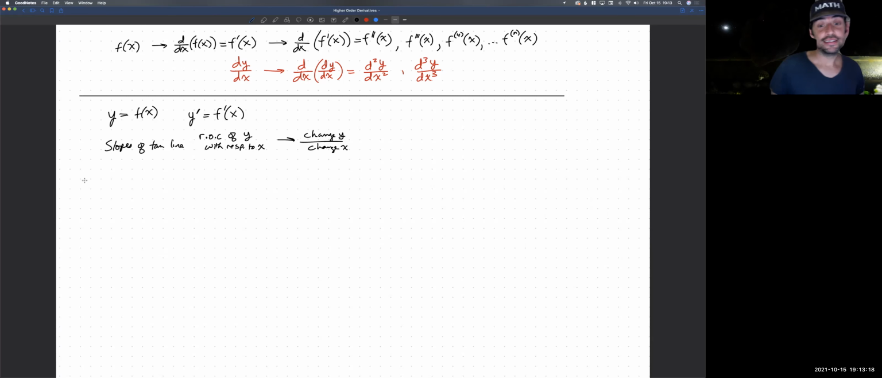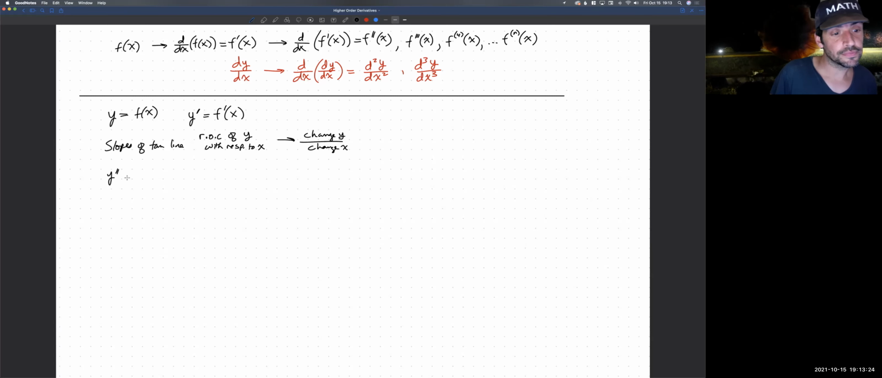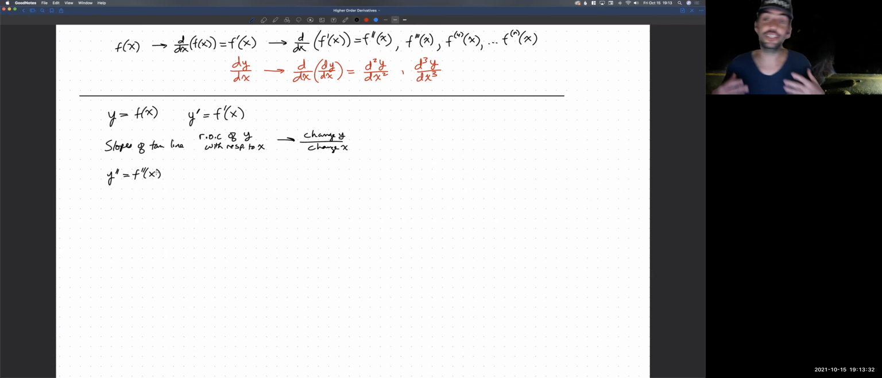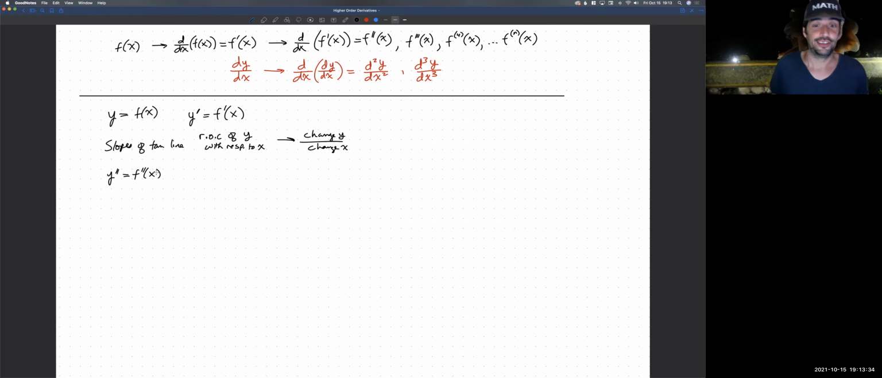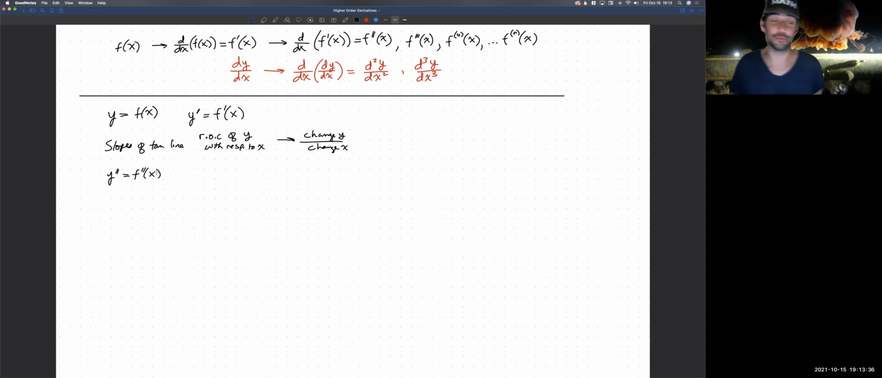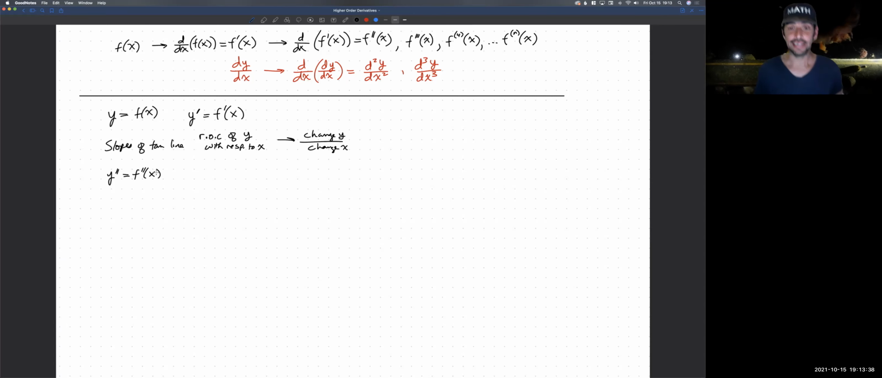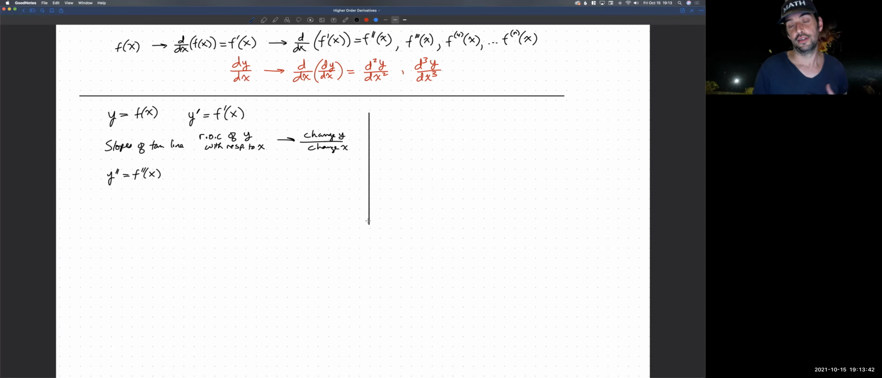Second derivatives do a very similar thing. So if I do y double prime equals f double prime of x, it's how does the change of y, how is that function changing as we change x, right? This is a little bit abstract. Let's think of it with some meaning that hopefully makes it clearer.